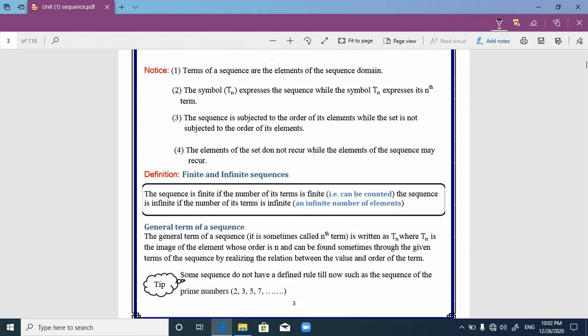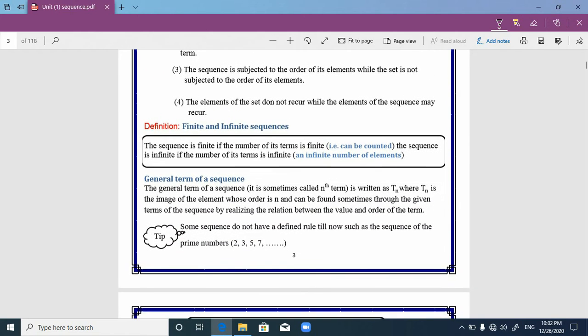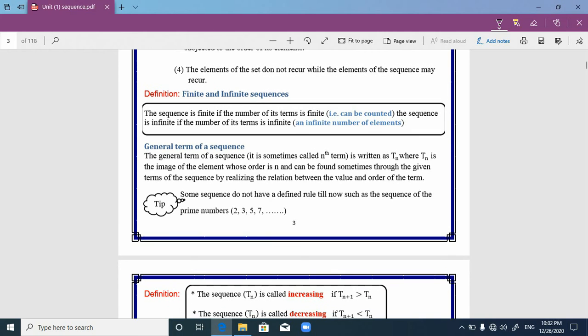Let's see another title. What's the difference between a finite and an infinite sequence? The sequence is finite if the number of its terms is finite, that means it can be counted. And the sequence is infinite if the number of its terms is infinite, that means it can't be counted.